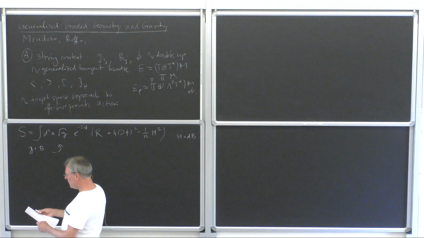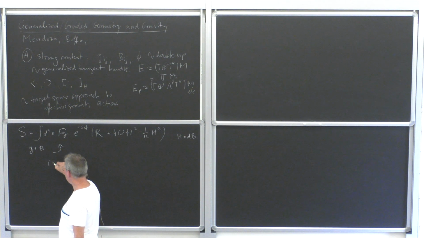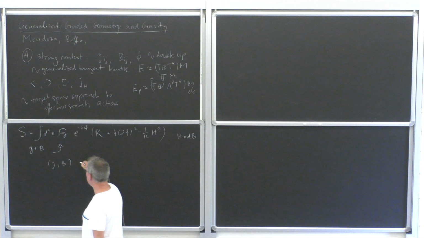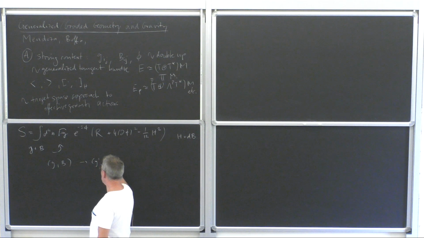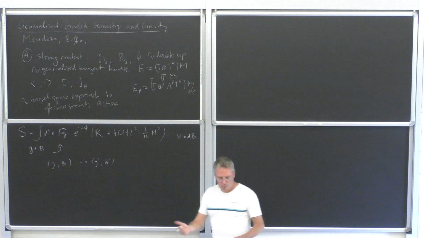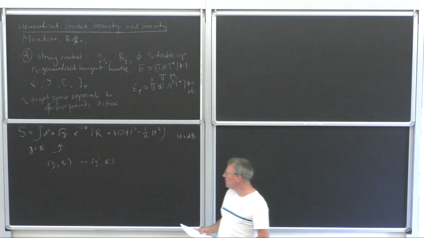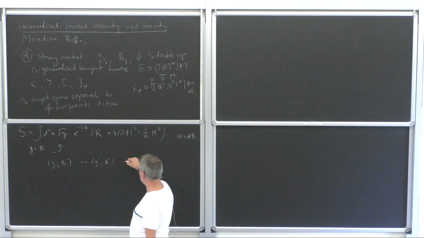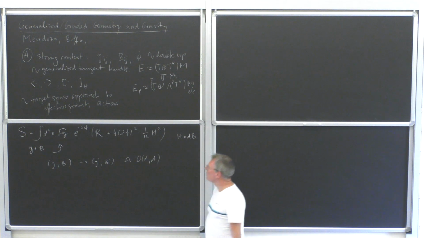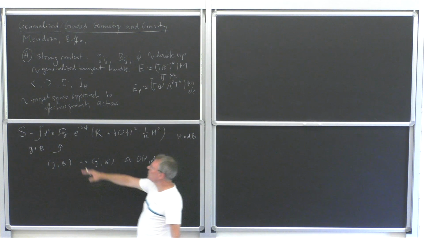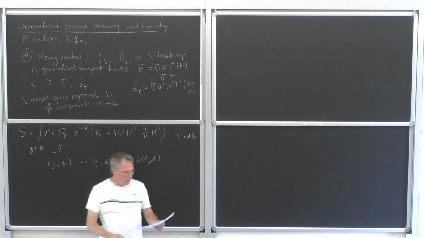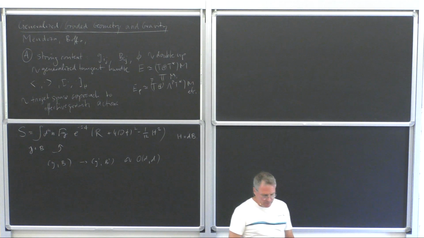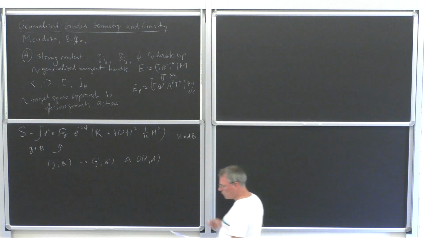Another great thing is the dualities will transform G and B in some sort of complicated fashion, but in this language, it's just going to be the natural O(D,D) symmetry that you get from a pairing which has signature (D,D). So of a generalized metric.